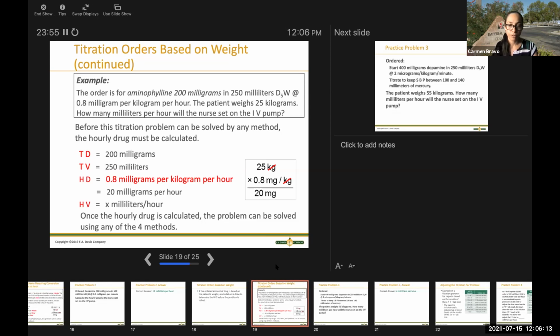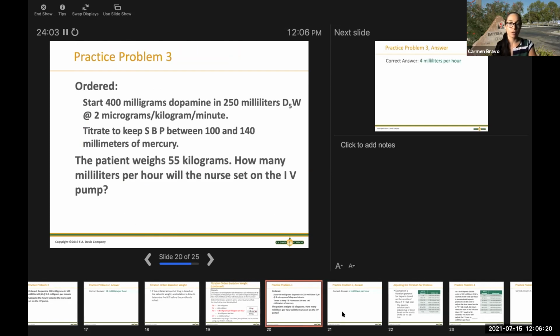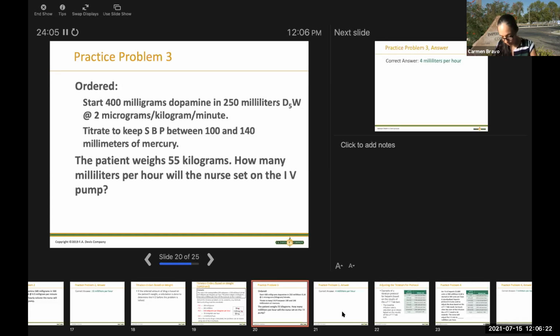Every time you read that it says using any of the 4 methods, remember that's dimensional analysis we're looking for. So we have that order there. And I have dopamine. It's an ICU drug, a medication we use to elevate the blood pressure of the patient. It's a medication that's only given in the ER and the ICU.